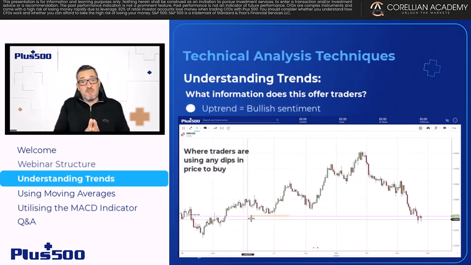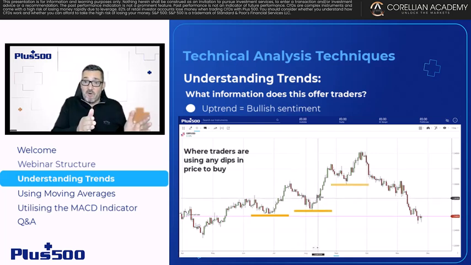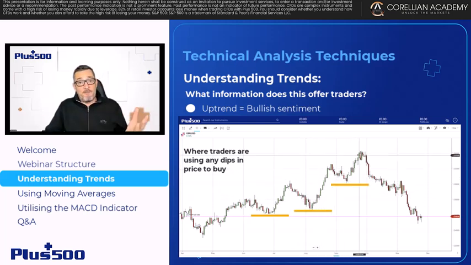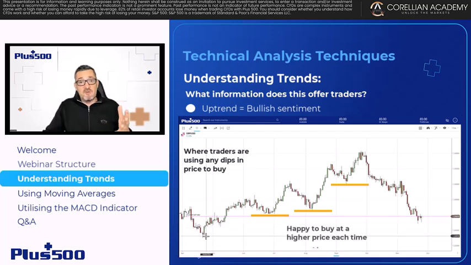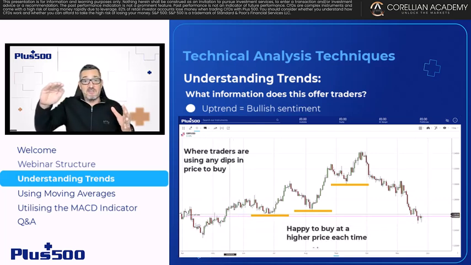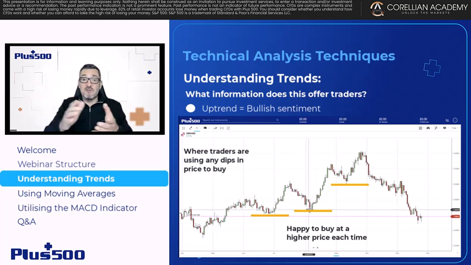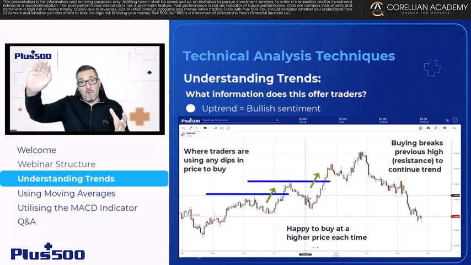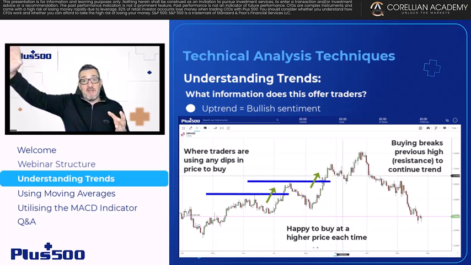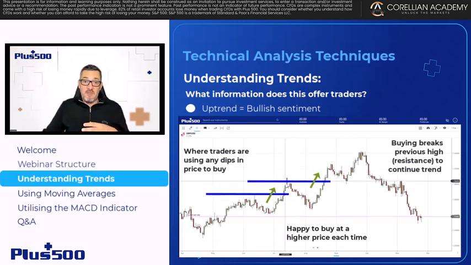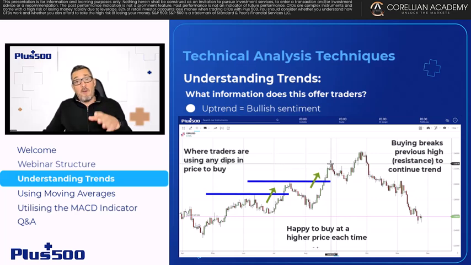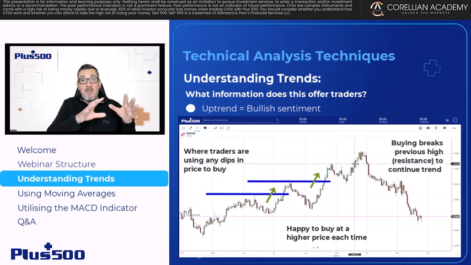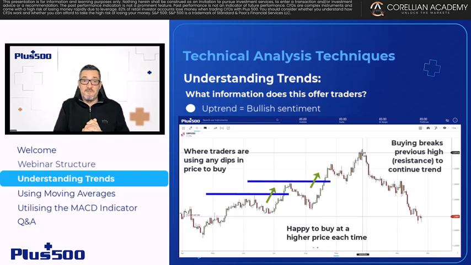An uptrend shows where traders are using any dip in price as an opportunity to buy that particular instrument again. And it also indicates where they're happy to buy at a higher price each time as any weakness is seen. And you can see that on screen right now. This buying then proves strong enough to push prices upwards, break the previous high or the previous resistance level, which then extends the pattern of higher highs and higher lows. It also means sellers require a higher price in the instrument to be tempted to sell and reduce or close their positions. And this is an indication of bullish sentiment.